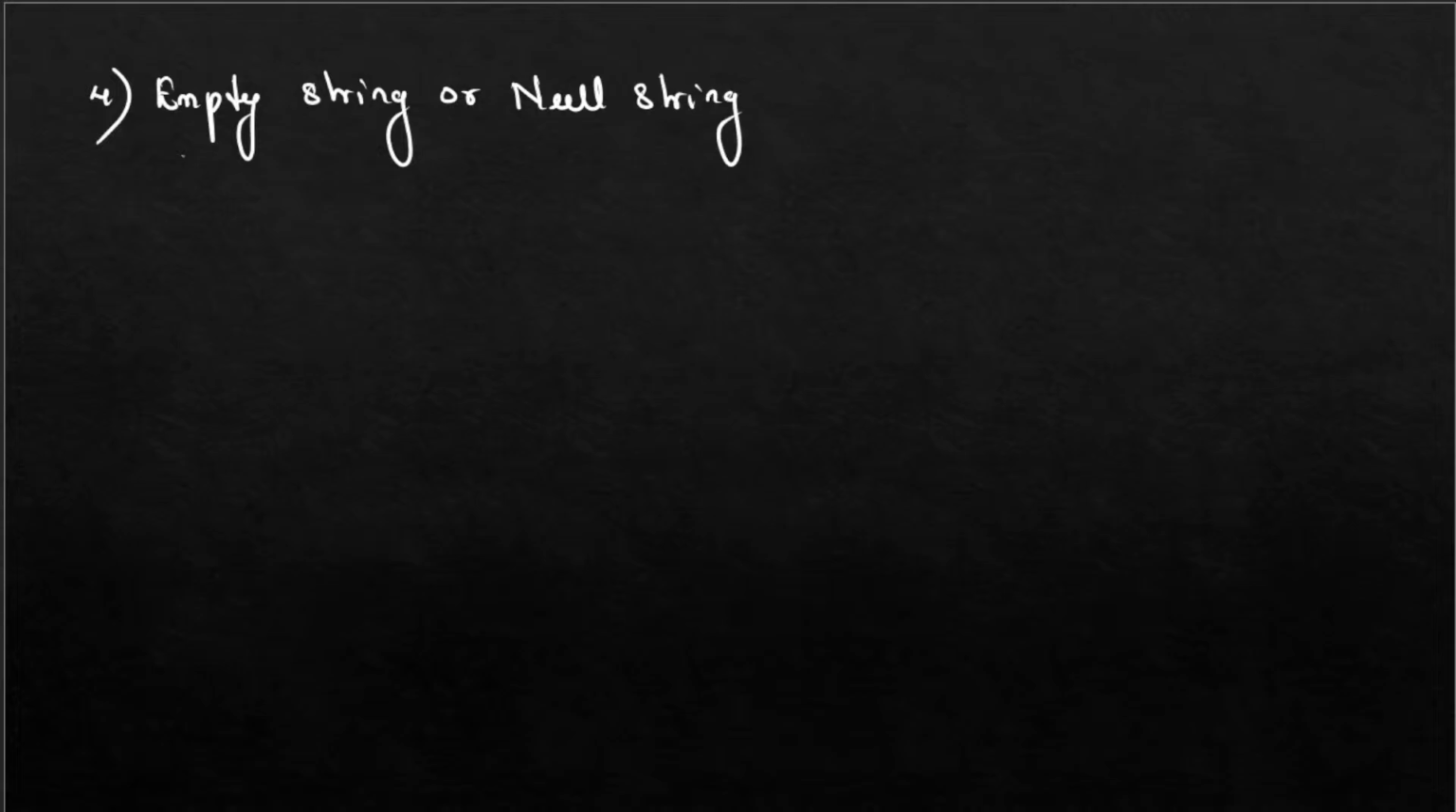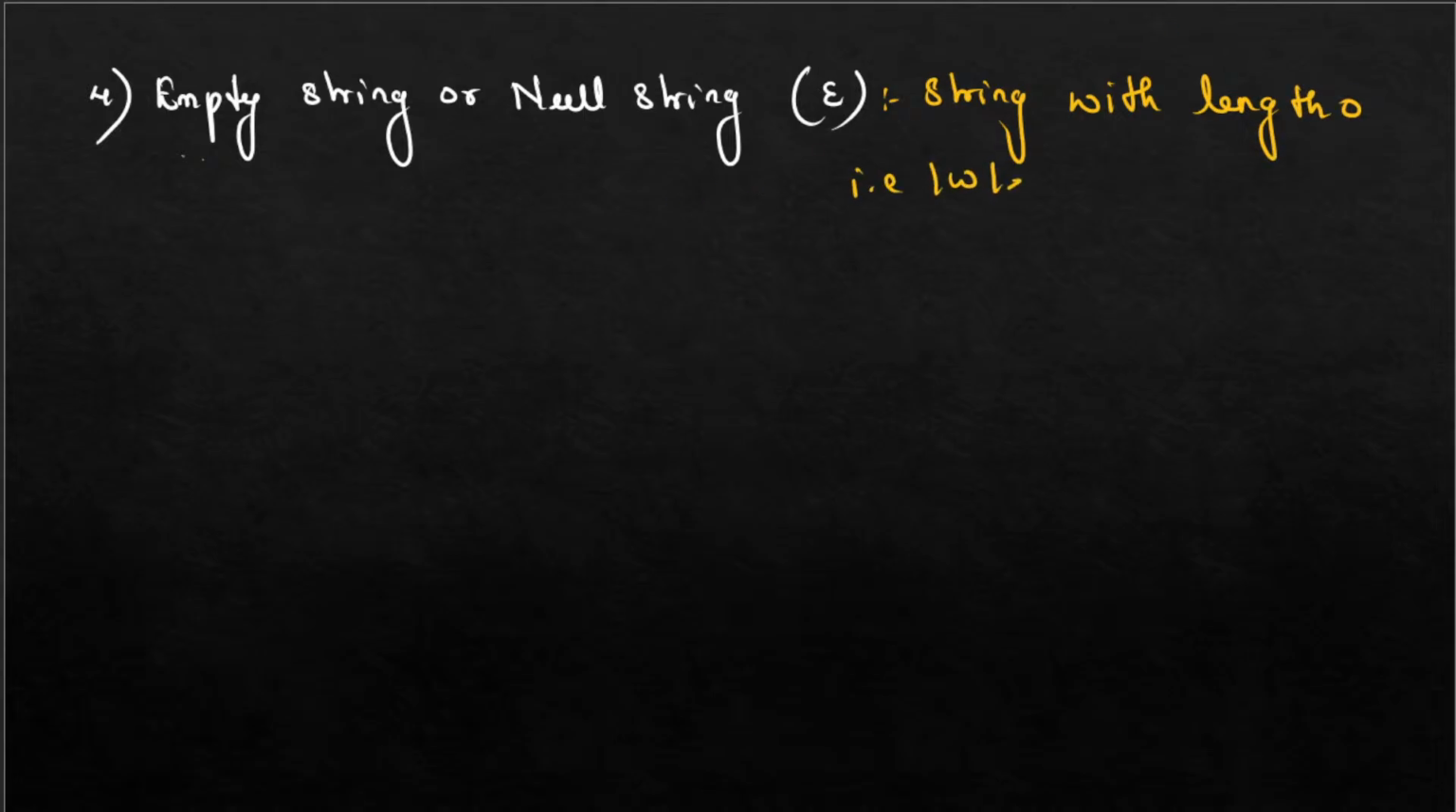Fourth one is the empty string or null string, and this is denoted as epsilon. This is nothing but a string with length 0, that is |w| = 0. And this epsilon is a string, not a symbol.